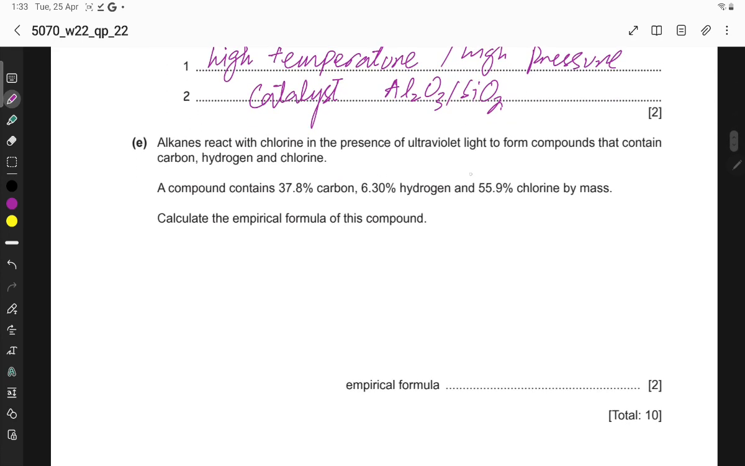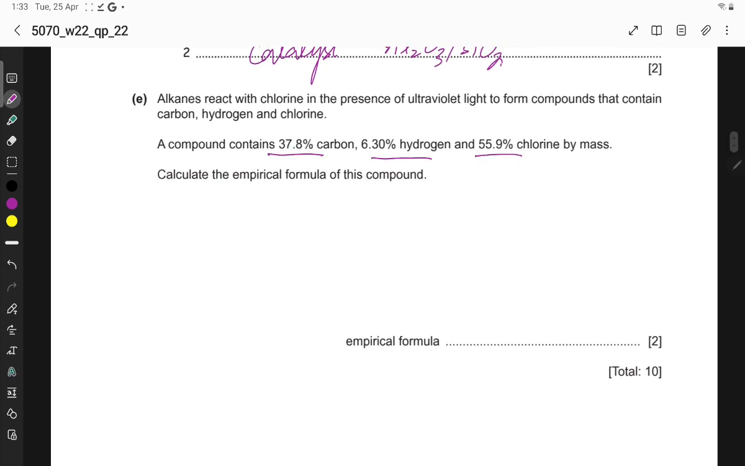Alkanes react with chlorine in the presence of ultraviolet light to form compounds that contain carbon, hydrogen, and chlorine. A compound contains 37.8% carbon, 6.30% hydrogen, 55.9% chlorine by mass. Calculate the empirical formula.